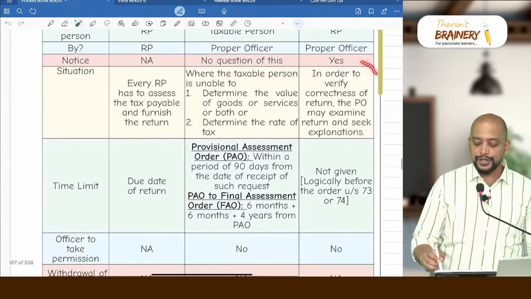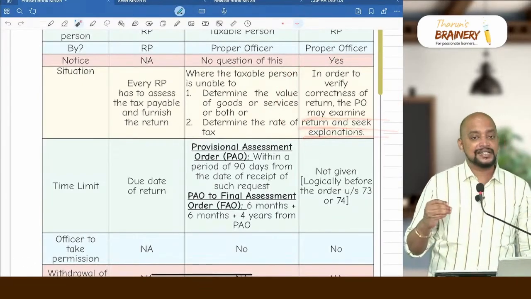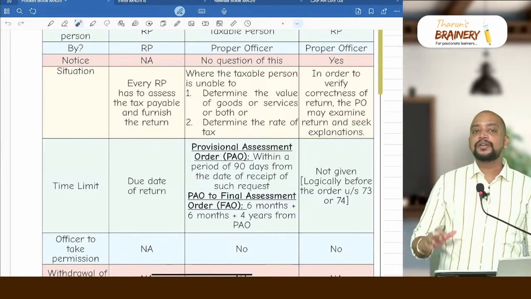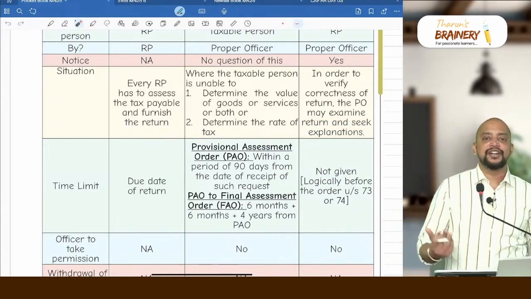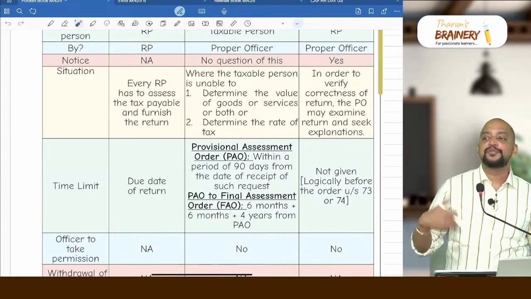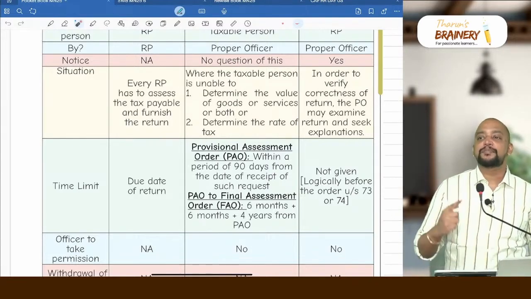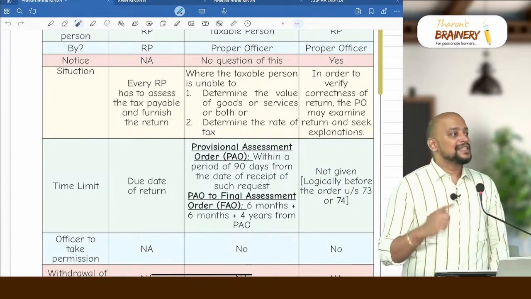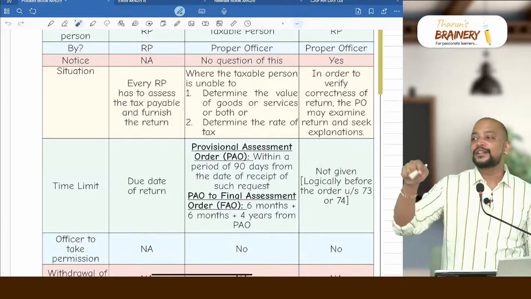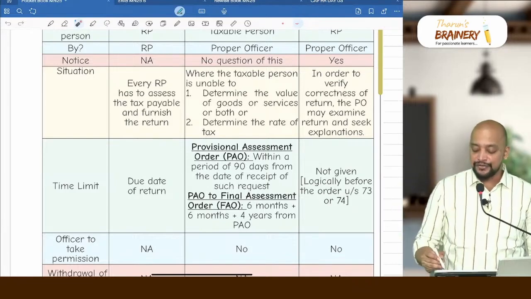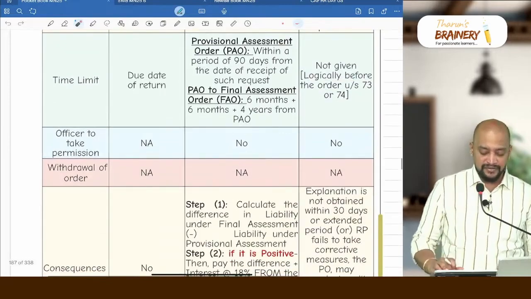The situation is: in order to verify the correctness of the return, the proper officer may examine the return and seek explanations. A time limit they have not given, but logically it should be within the time limit under 73-74. If they give this notice beyond that time limit, how will they be able to recover? There is a maximum time limit for passing the order under 73-74, that is 3 years from the due date of filing the annual return, and 5 years from the due date of filing the annual return. Only by that time can they pass the order, right? So even though they have not given it, logically it should be before the order under section 73-74.